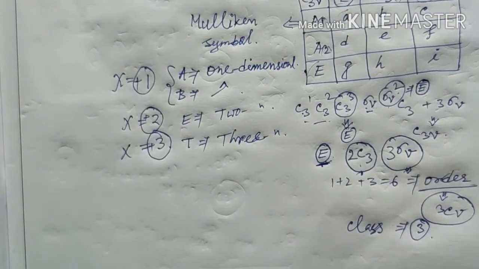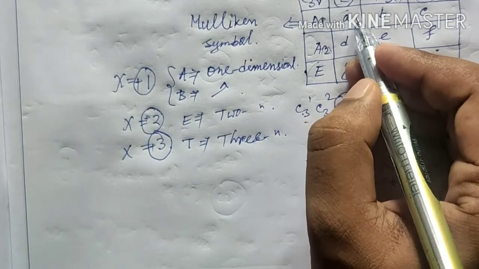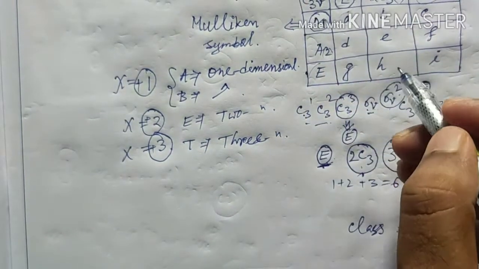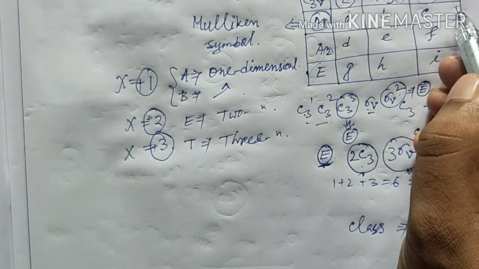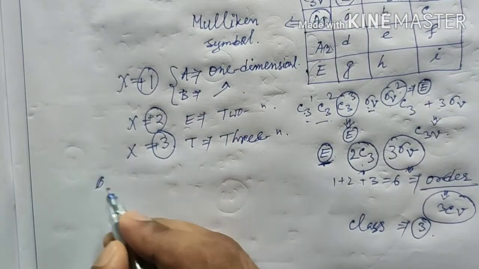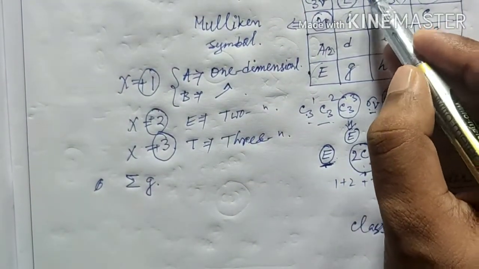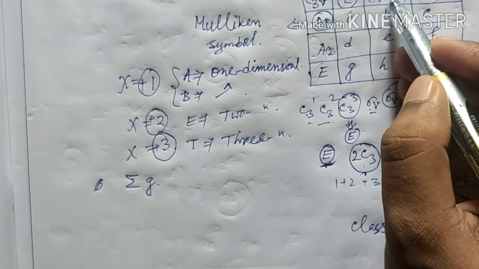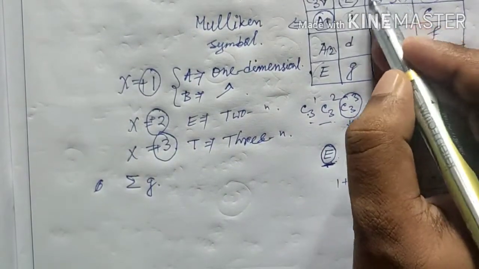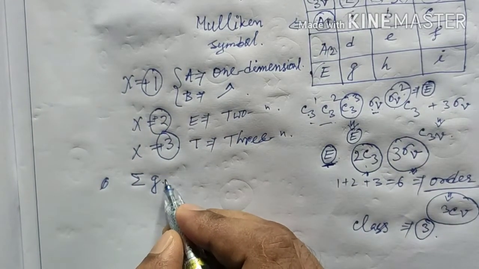Now the more important thing is, if you sum up the multiplication of the character corresponding to a given Mulliken symbol, then that will correspond to the order of that point group. That means I want to say that is summation over g, where g is the prefix, that is the number by which each symmetry element is multiplied. In this class, g is equal to 2, and for this g is equal to 3.